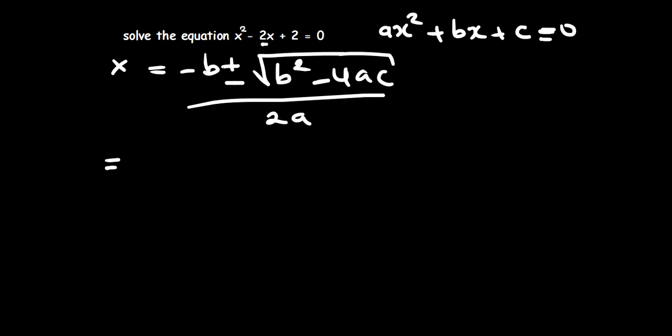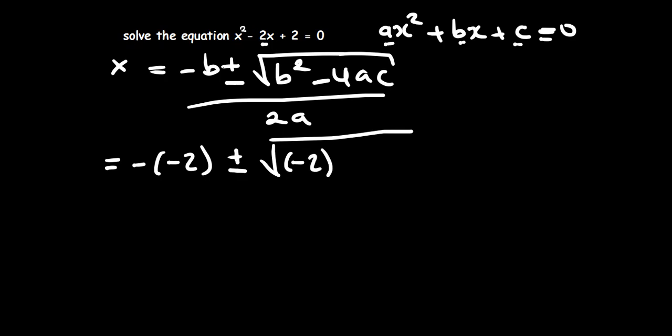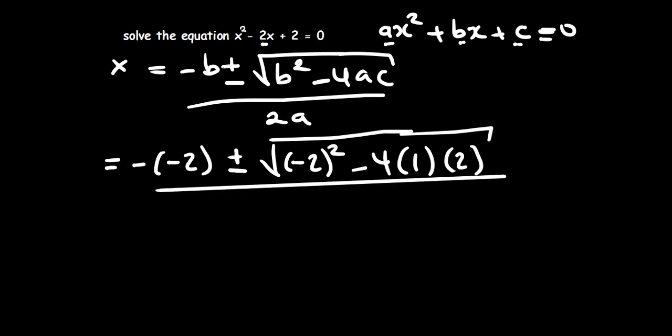So we identify our values there, our a, b, and c. We get that our b is negative 2, so we replace it there, plus or minus. Then what is our b squared? We replace b with negative 2, squared, minus 4, our a is 1 in that case, and our c is 2, divided by 2 multiplied by our a, which is 1.